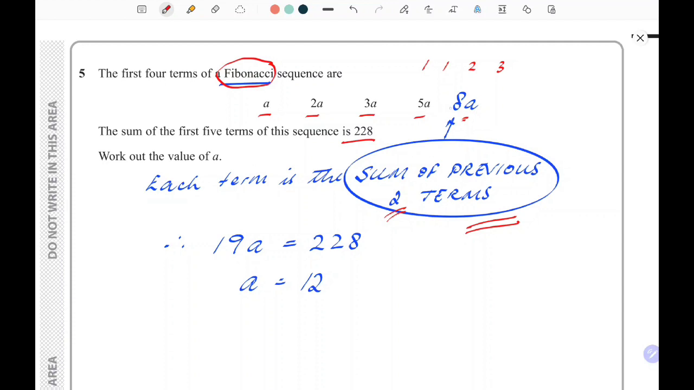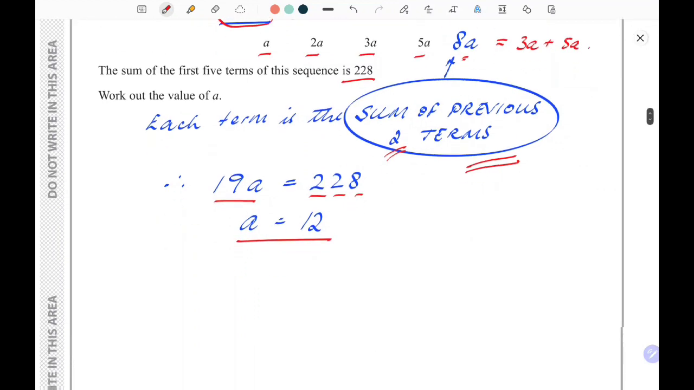Using the values that they've given, the first 5, the next one is actually 8a, which is the 3a plus the 5a, all right? And therefore, the sum of the first 5 is a plus 2a plus 3a, which comes to 6a plus 5a, etc., plus the 8 is 19a, all right, what we have here, equals 228, and therefore a equals 12. All right, not too difficult, that one.